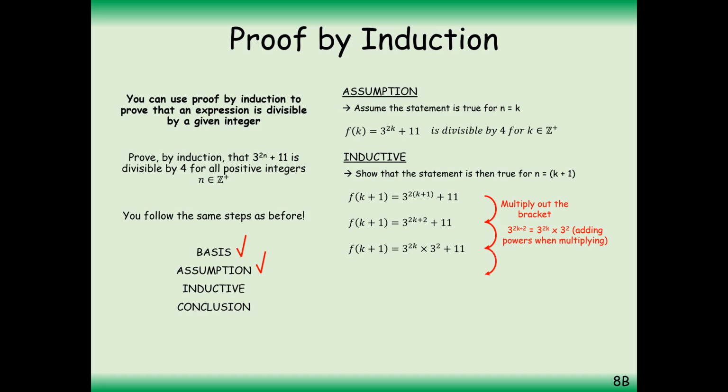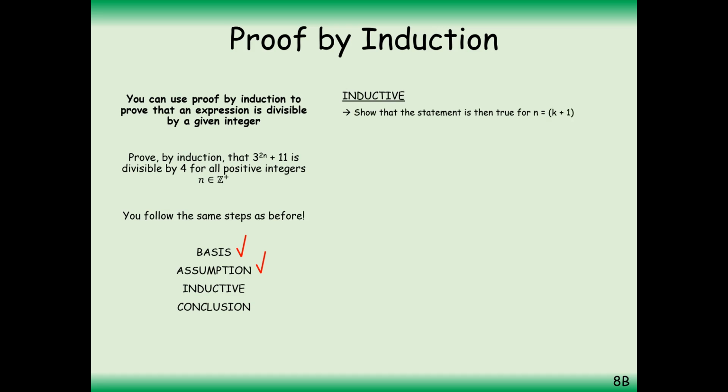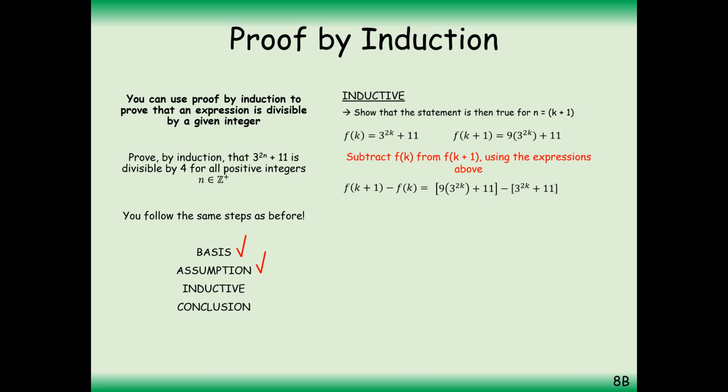And what are we going to do in this step? We are going to find the difference between f of k plus 1 and the original f of k at the top of the page here. When we find the difference, what you notice is that the difference is actually just 8 lots of 3 to the power of 2k. The 11 and the 11 cancel away on this line here. So if you take away the terms inside the square brackets, the 11 and 11 cancel away, and we are left with 8 lots of 3 to the power of 2k.